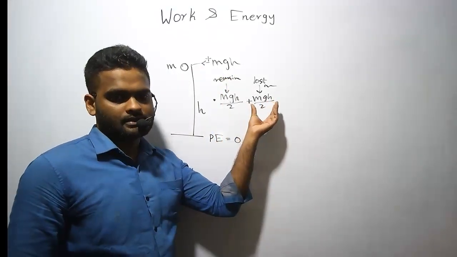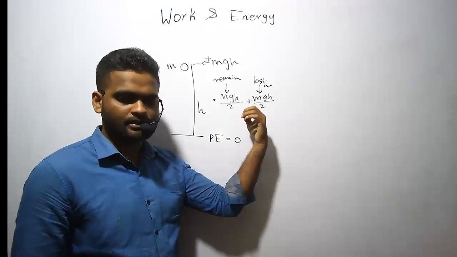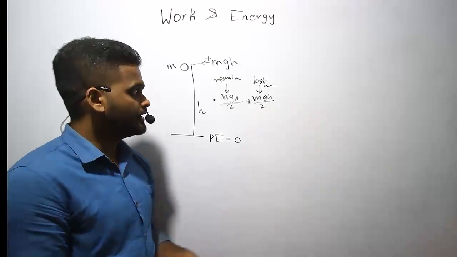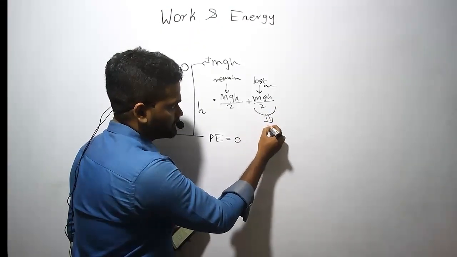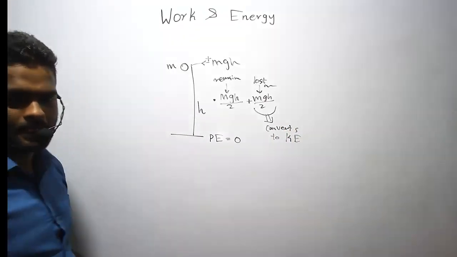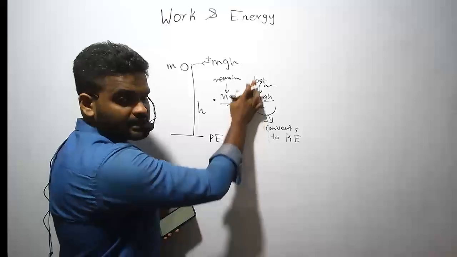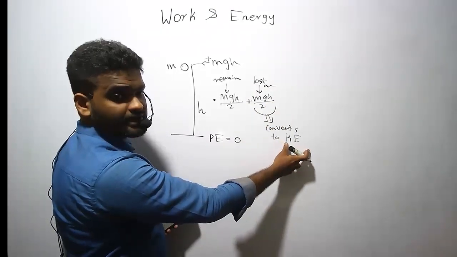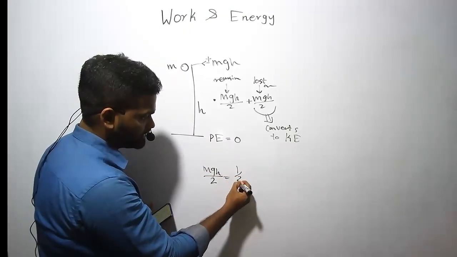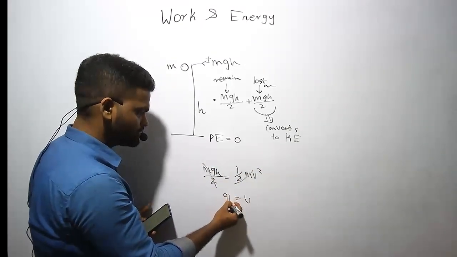So what happens to this lost potential energy? Lost potential energy has to convert into something, right? It doesn't actually lose. It only converts to something, right? So this amount converts to kinetic energy, right? So the lost amount should be equal to the converted kinetic energy. So what is the lost amount? mgh divided by 2. It is converted into kinetic energy, half mv squared. So half m cancels off, so v should be equal to root gh.